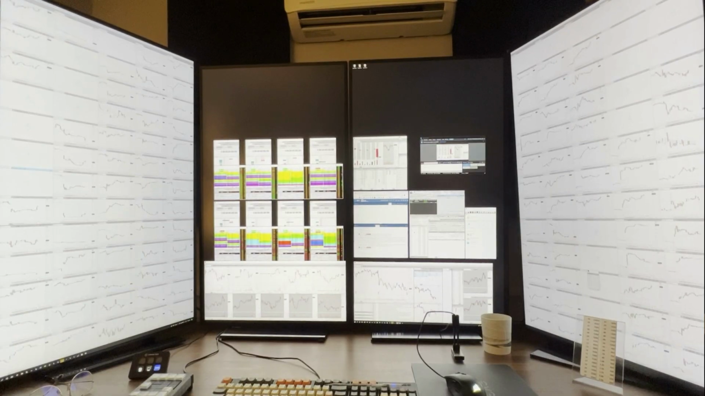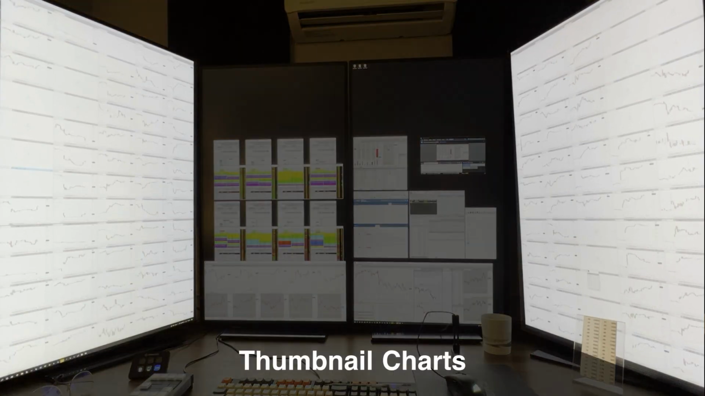My scanning PC is much more simple, which is connected to the 2 side monitors, and I just fill both screens with thumbnail charts. Each screen has 65, so I have a total of 130 charts to work with.